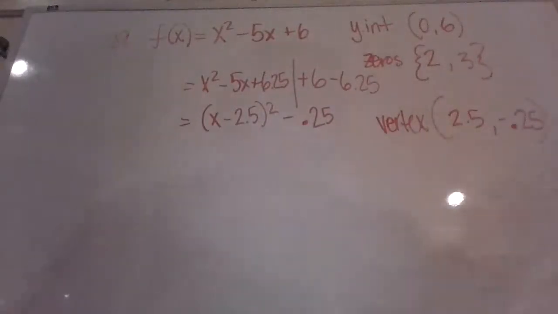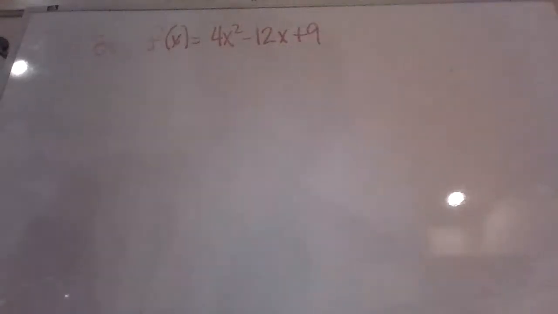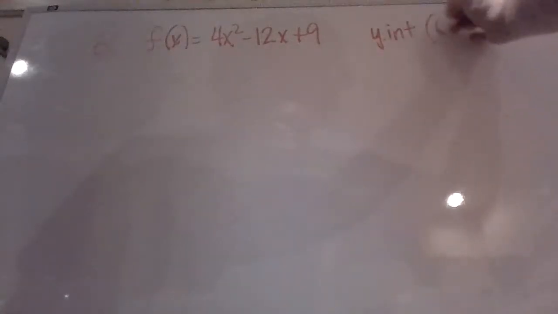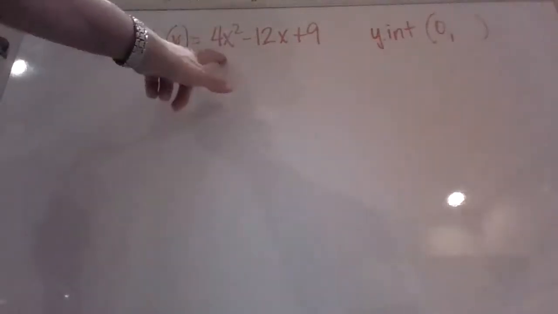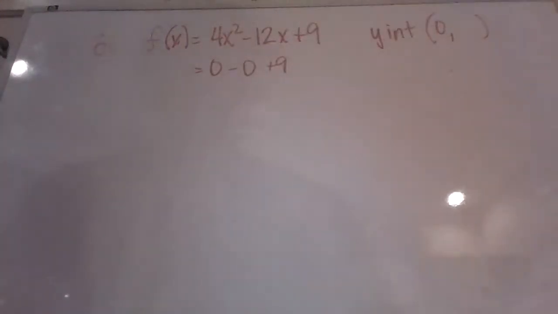Okay, 31, last one. Number 31 is f of x equals 4x squared minus 12x plus 9. Okay, first thing we have to do, y-intercept, which means make the x 0. So if this is 0, minus 0 plus 9, that means my y-intercept is 0, 9.